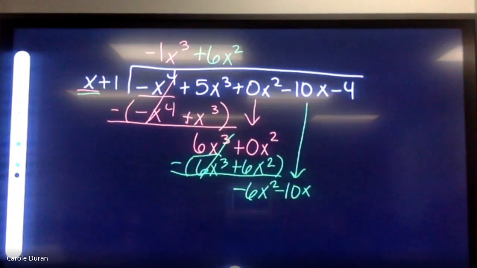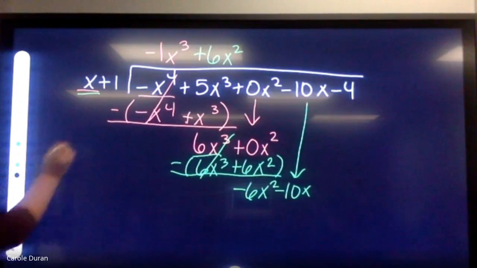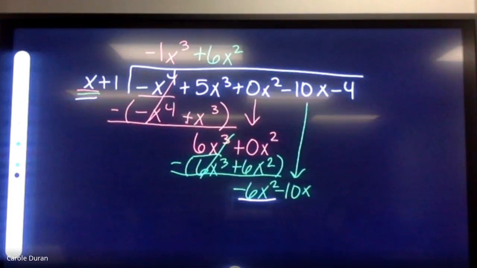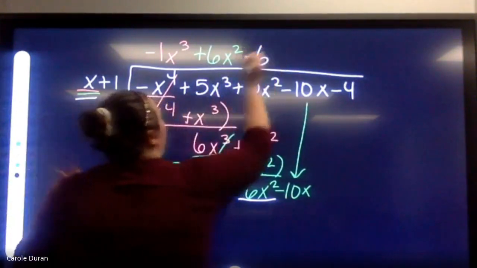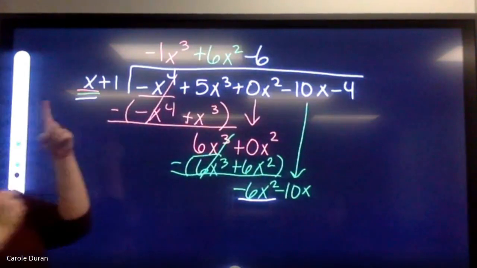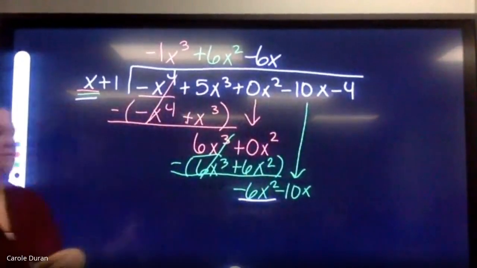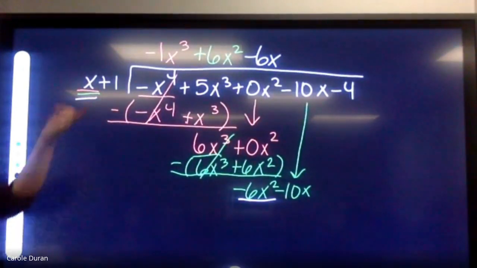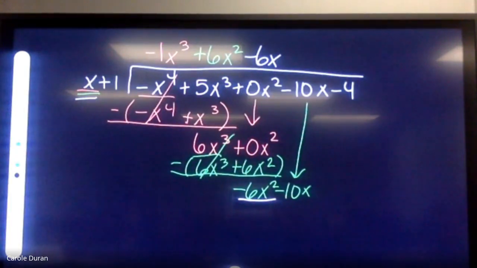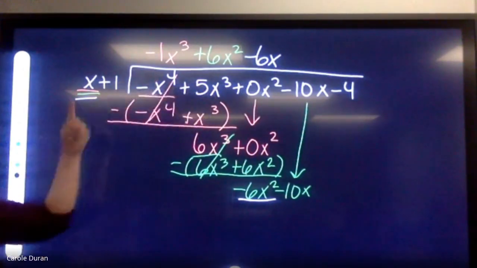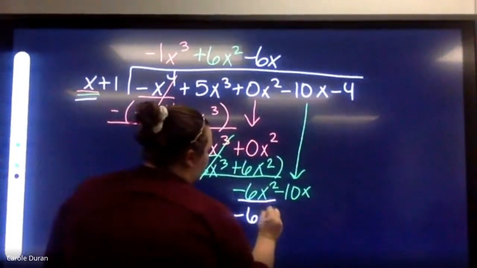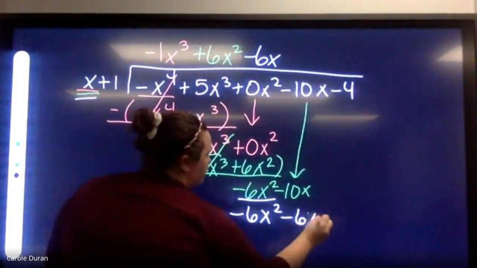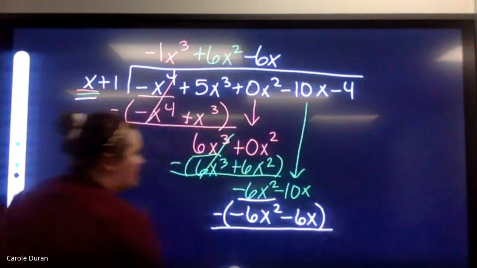So what am I going to multiply x by here to get to negative 6x squared? I need the number negative 6, and then how many x's do I need? Just one, because I already have an x, and that's an x squared. So I'm going to multiply by negative 6x. And then I multiply it into both terms in my divisor. So negative 6x times x is a negative 6x squared. Negative 6x times 1 is negative 6x. Parenthesize and subtract.